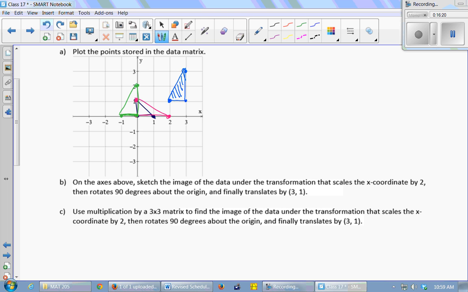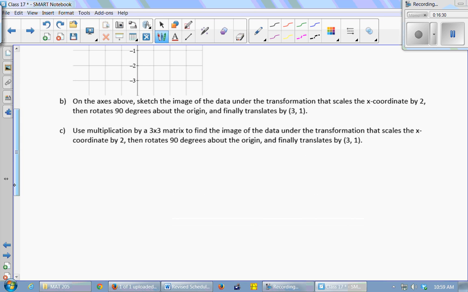Okay, so that's what we're trying to figure out, how to use linear algebra to do that, so that we could program a computer to do that, right? So we want to figure out what matrix multiplication will lead to those 3 transformations.